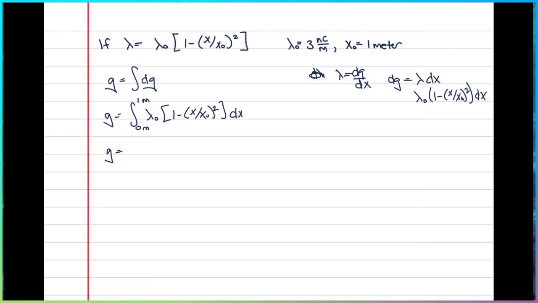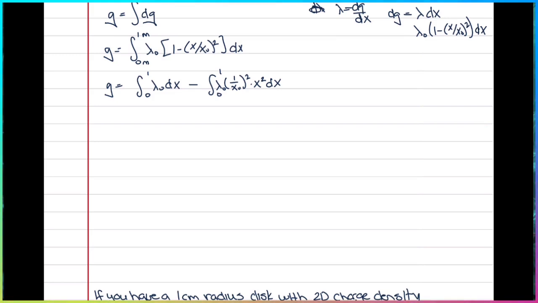So if I'm going to write this out, this looks like the integral from 0 to 1 of lambda naught dx, minus the integral from 0 to 1 of, and I'll break this apart, 1 over x naught squared times x squared dx, and I lost the lambda, so there's also lambda naught here as well. I just multiply things out.